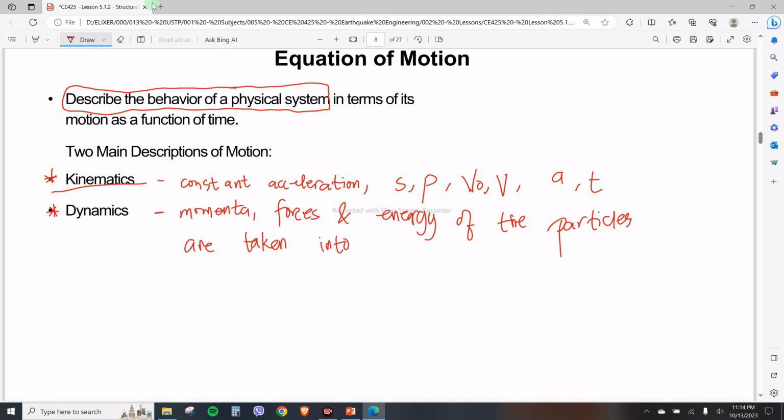In dynamics, we try to use differential equations to describe the motion of a particle. So here in our single degree of freedom system, we'll be using differential equations to describe the motion, or to have an equation of motion for our system. So we try here to use differential equations that the system satisfies.